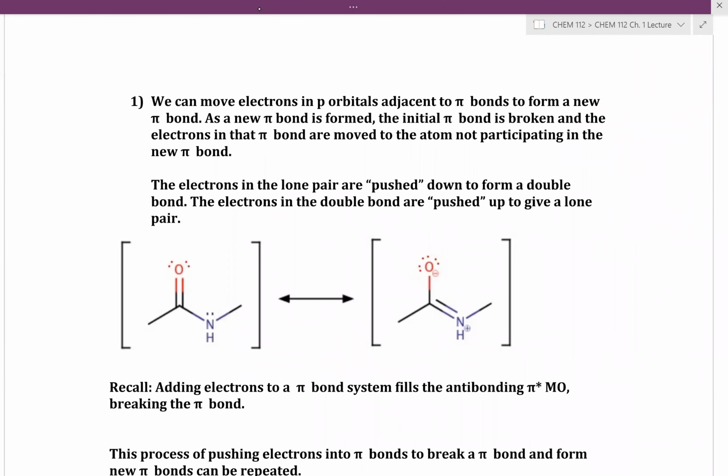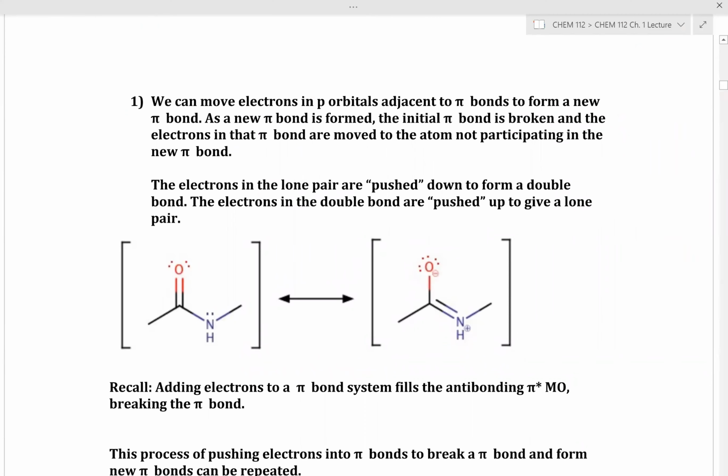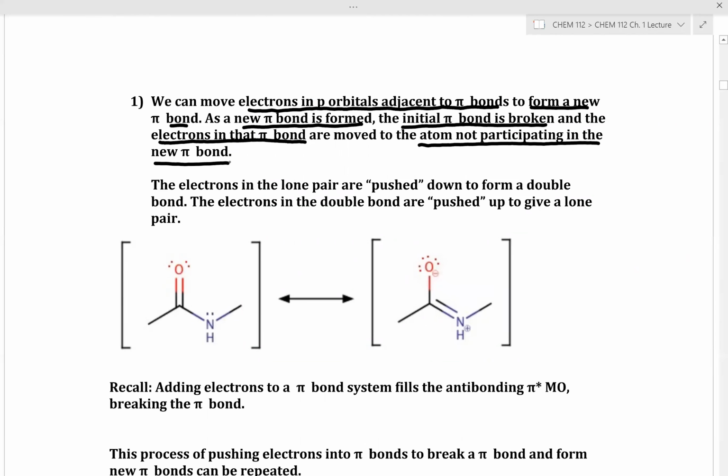Okay, so another way that we can draw resonance forms is we can move electrons in p orbitals adjacent to pi bonds to form a new pi bond. As the new pi bond is formed, the initial pi bond is broken, and the electrons in that pi bond are moved to the atom not participating in the new pi bond. I know it's a lot of words, but the way that I like to think about it from a very tactile standpoint: the electrons in the lone pair are pushed down to form a double bond, and the electrons in the double bond are pushed up to give a lone pair.